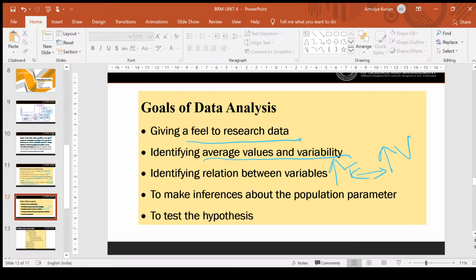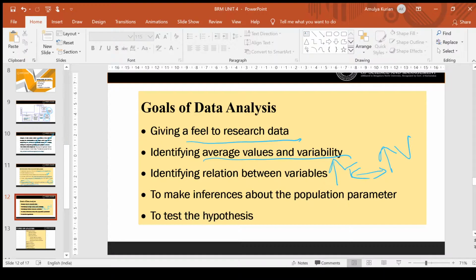Next one, to make inferences about the population parameter. In most research studies, it is not possible to enumerate the whole population. So only a part of the population is taken, which is nothing but the sample for the study. One of the goals of data analysis is to use the information contained in the sample for drawing conclusions or making inferences for the larger population. That means from the sample mean, you are extrapolating to get the population mean.